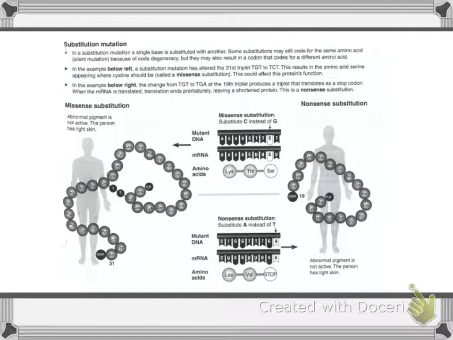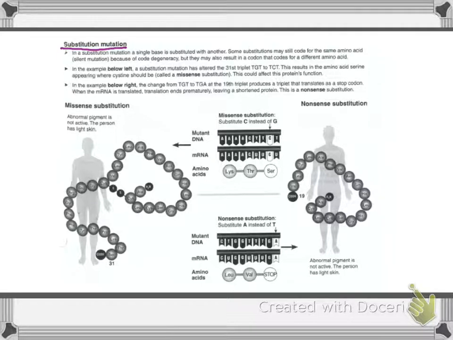All right, so our first type of point mutation is a substitution. A substitution is when one base, so one nucleotide, is substituted for another. Substitutions can vary. There are three different types. There are these things called missense, nonsense, and silent mutations. And they get their name based on how those mutations affect the proteins being made.